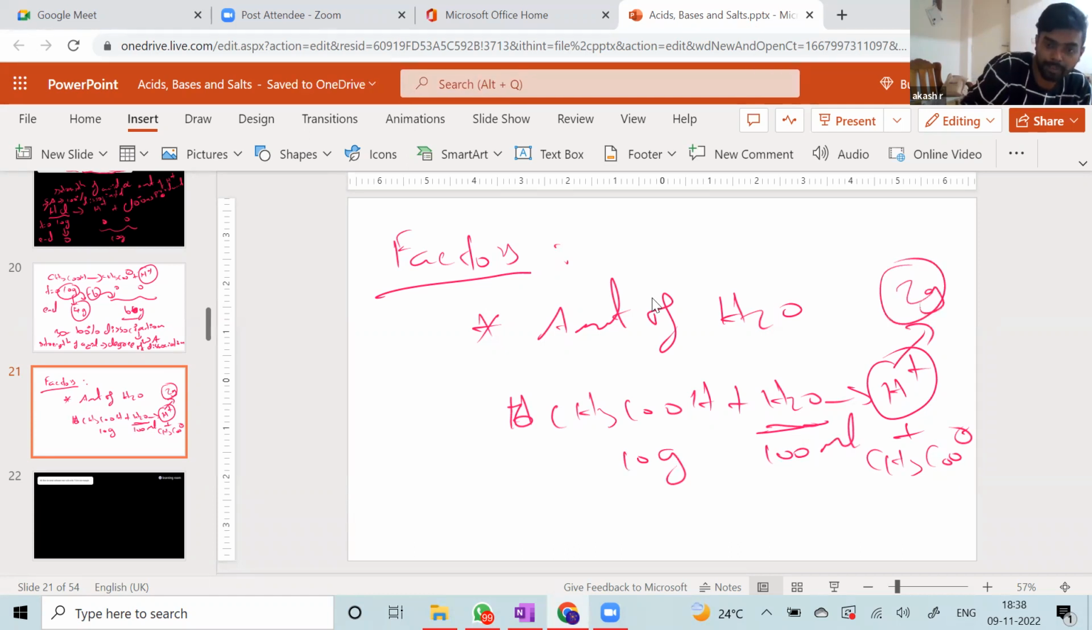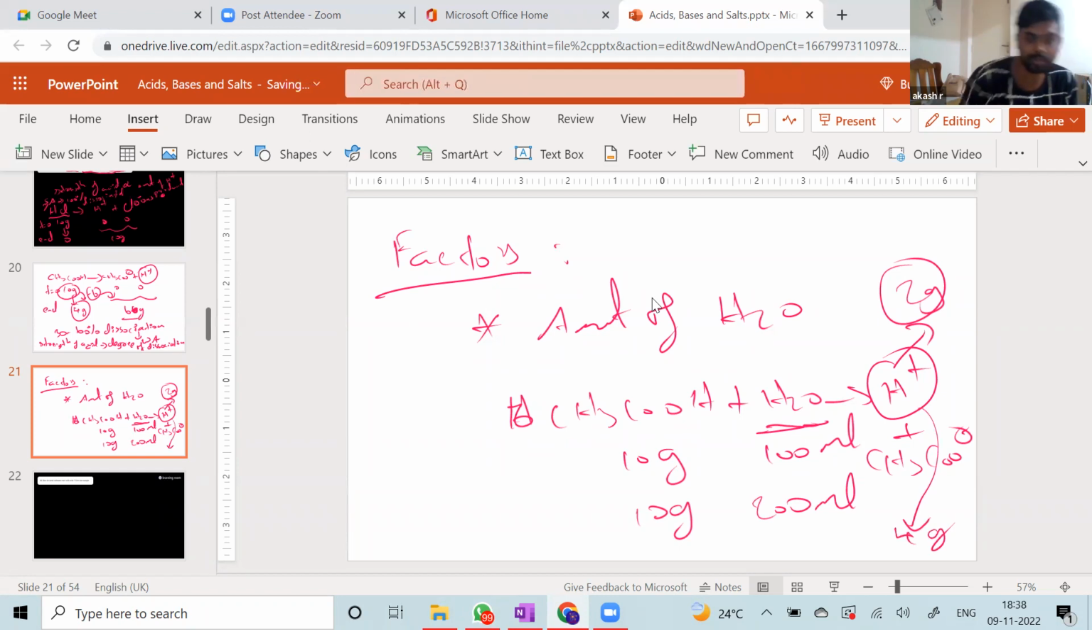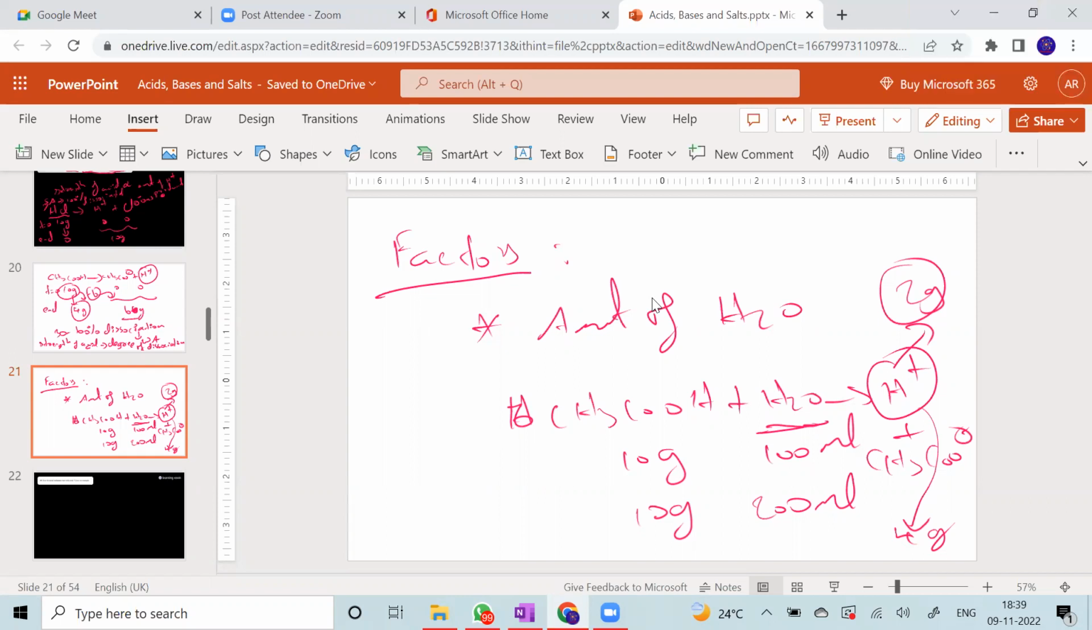But for the same 10 grams, if I add 200 ml of water, the amount of H plus produced should be around 4 grams. That means the more water you add, the more it is going to get dissolved, and the more H plus is going to come. So when I compare a dilute acid and a concentrated acid, which will have the higher concentration of H plus? Let me ask you the question again. The dilute one, because that is what I'm trying to say here.